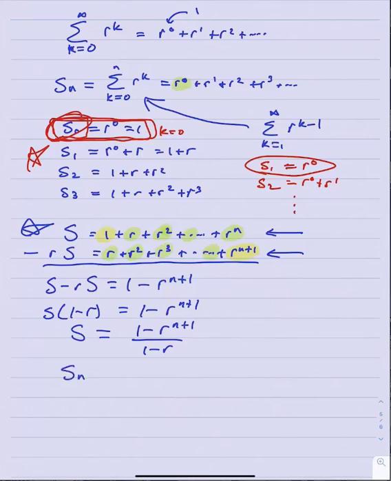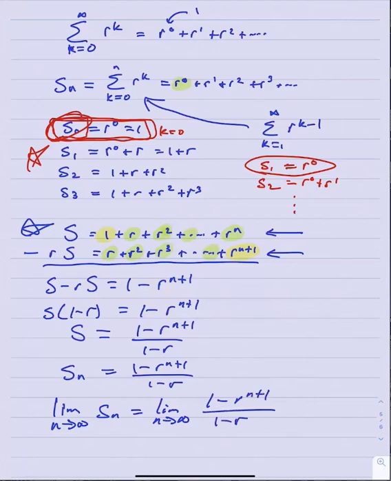And now to reinsert our partial sum notation, this is actually the formula for the partial sum of our geometric series that we started with. And what did we say we have to do to figure out convergence or divergence of this infinite series? We need to take the limit as n goes to infinity of that partial sum, which in this case means the limit as n goes to infinity of 1 minus r to the n plus 1 over 1 minus r. Remember, r is a constant, so that denominator 1 minus r is just a constant. In fact, the only thing that's variable and moving with the limit is this r to the n plus 1 part.